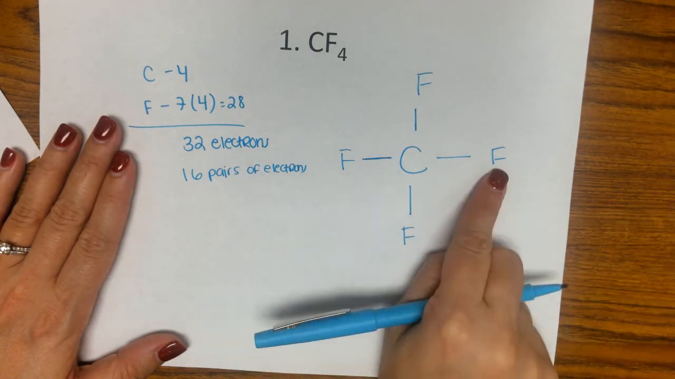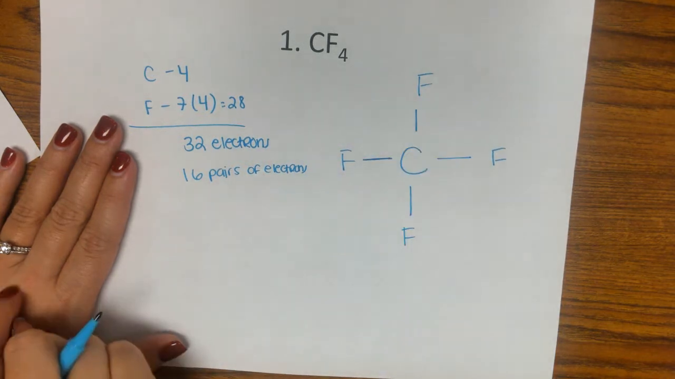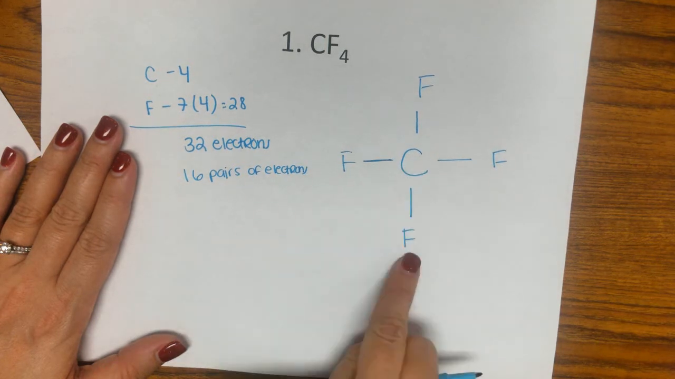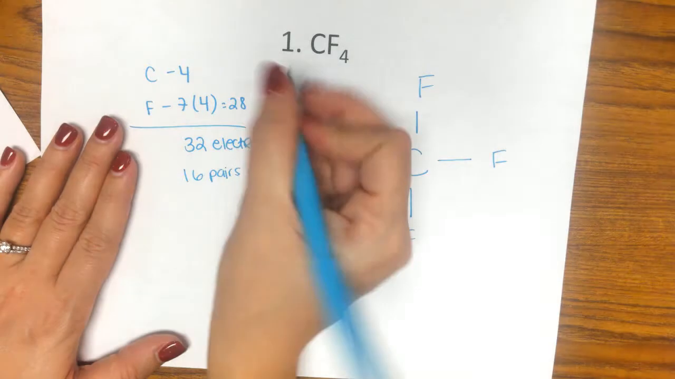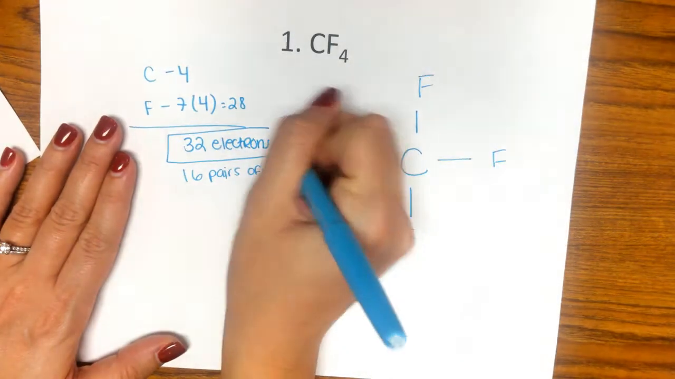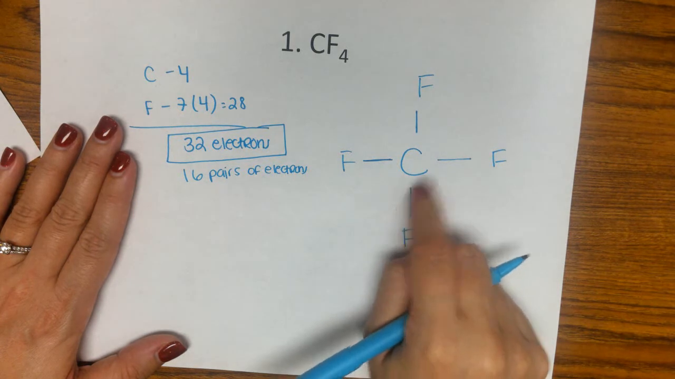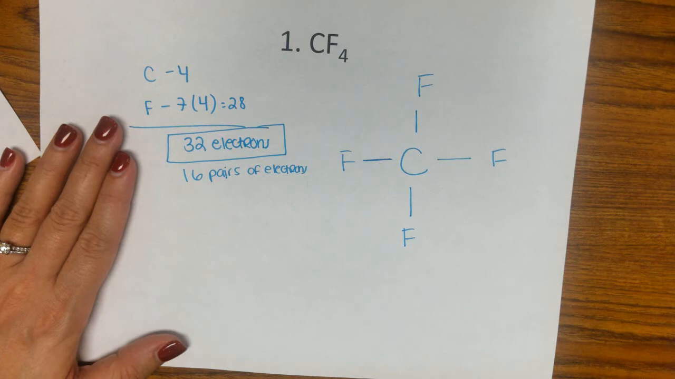So this carbon and this fluorine are sharing 2 electrons. Carbon and this fluorine are sharing 2 electrons. And this one's sharing 2, and it's sharing 2 down here. So far, I have shared 2 electrons, 2, 2, 2. So we have 8 electrons being shared right now out of the 32.